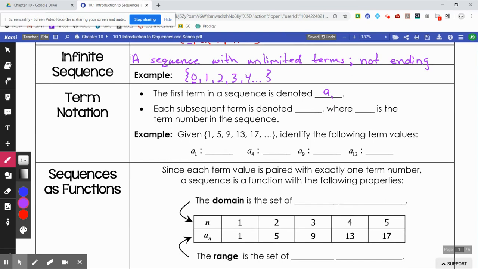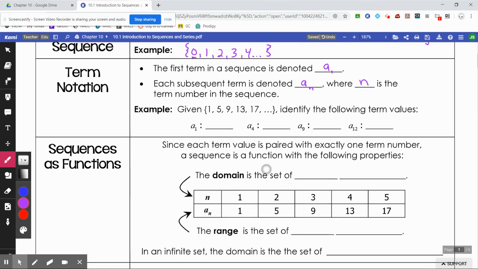Each subsequent term is denoted A sub n, A with a little n, where the n is the term number in the sequence. So A with a little 2 would be the second term. A with a little 3 would be the third term. So in the given sequence here, identify the following values. What is A of 1? That's your first term. It's a 1. What is A of 4? That's 1, 2, 3, the fourth term, which is 13.